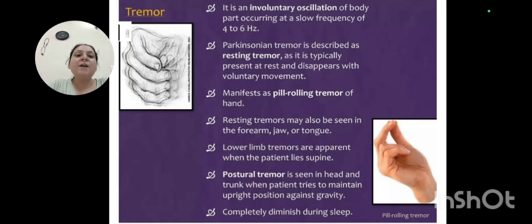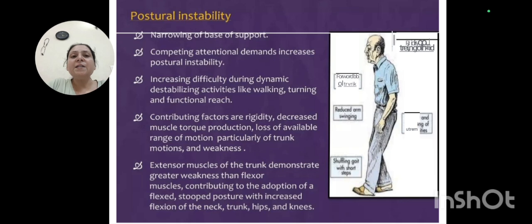It can also happen in any upright position whenever the person is trying to maintain an upright position, like in sitting. If he is sitting for a long period of time against gravity, then head and trunk tremors will be present. These tremors completely diminish during sleep. Next is the postural instability.